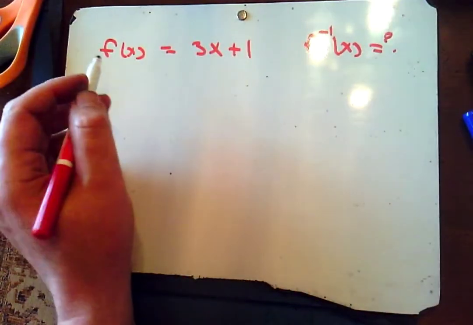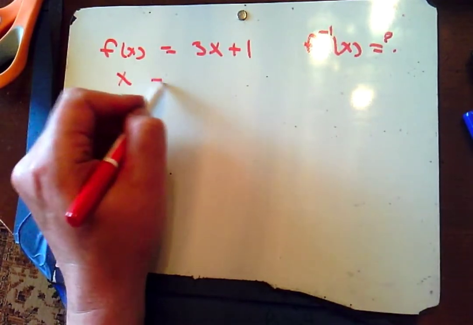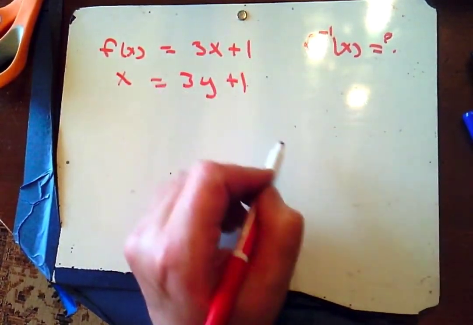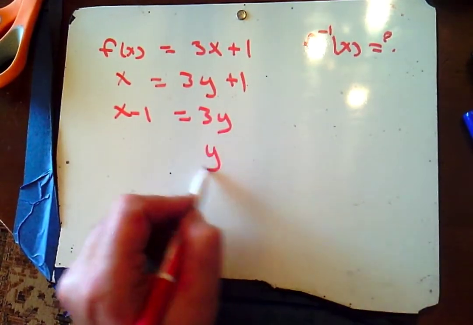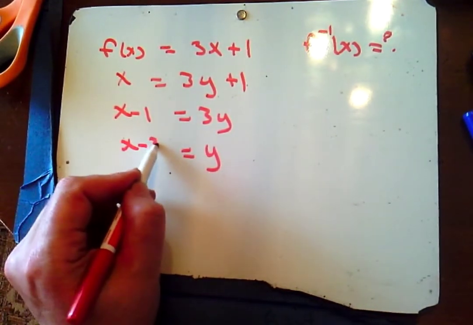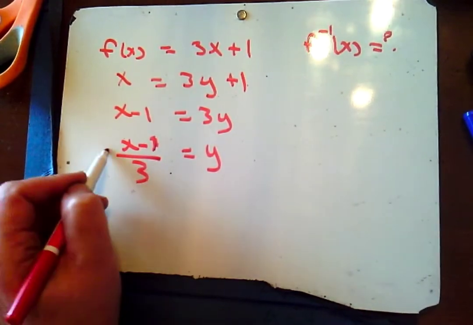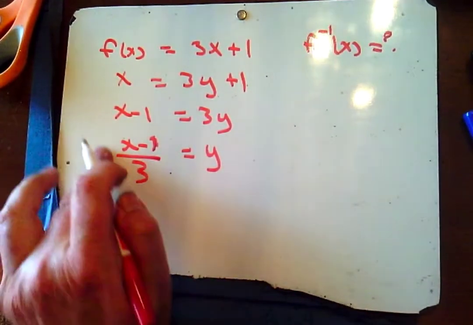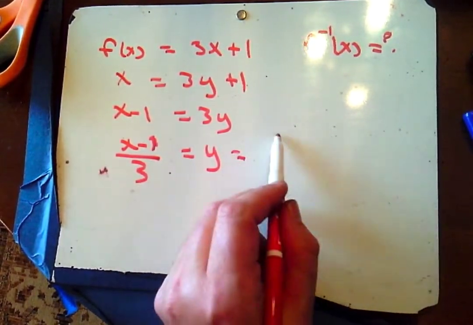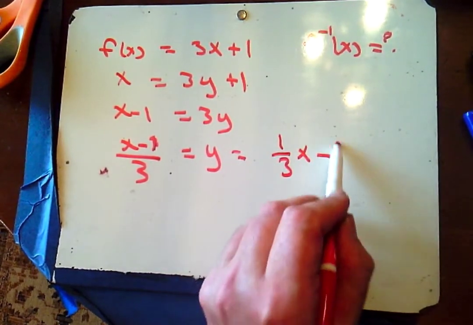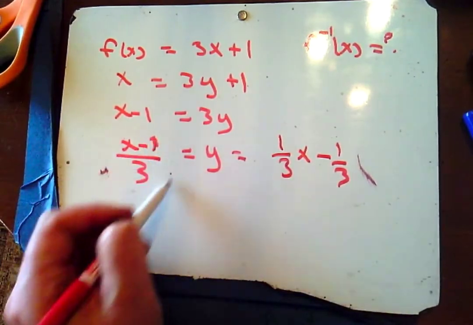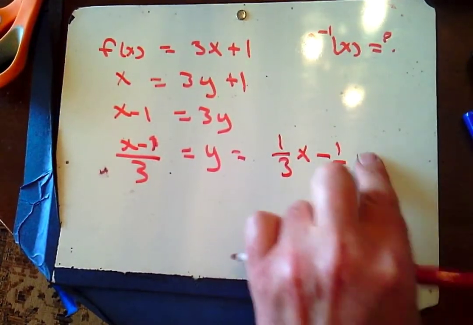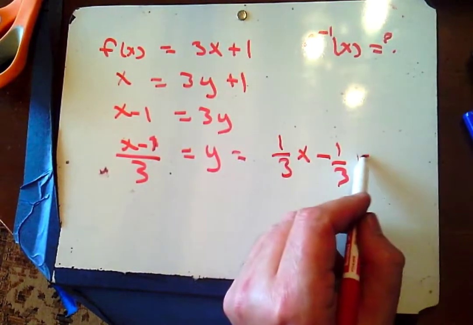Right. When we talked about finding inverses before, we said we would switch the x's and y's and solve for y. And you can write x minus 1 over 3, or you can understand this as 1/3 x minus 1/3. So I can split this into two fractions. Okay, so that's my f inverse in that situation.